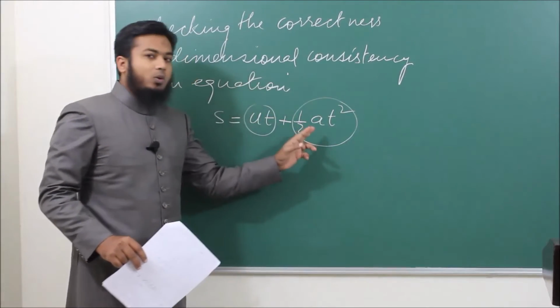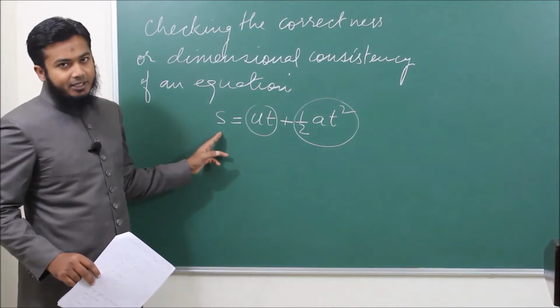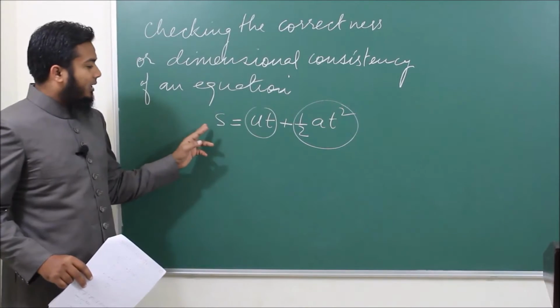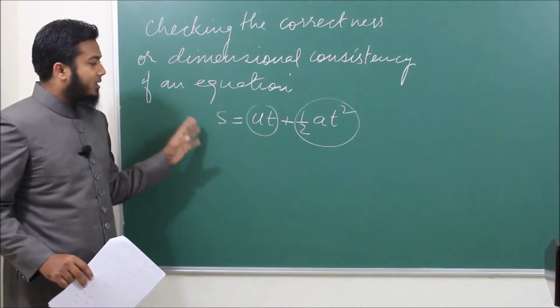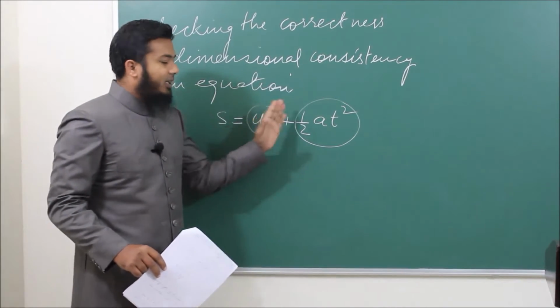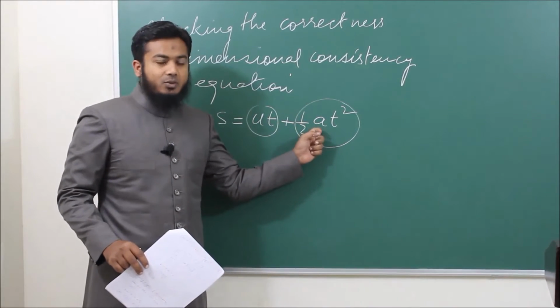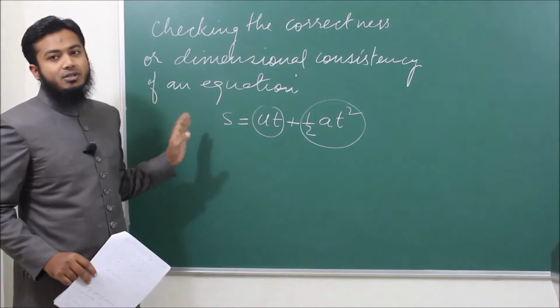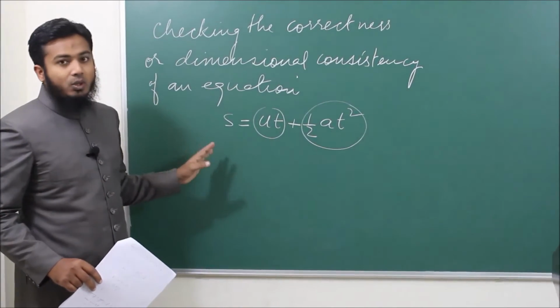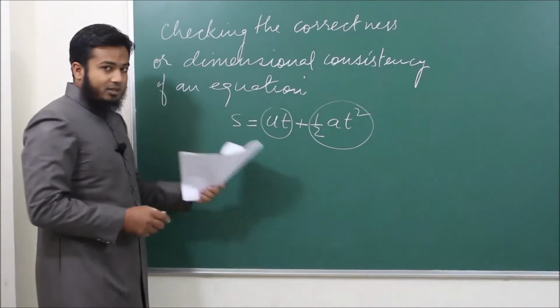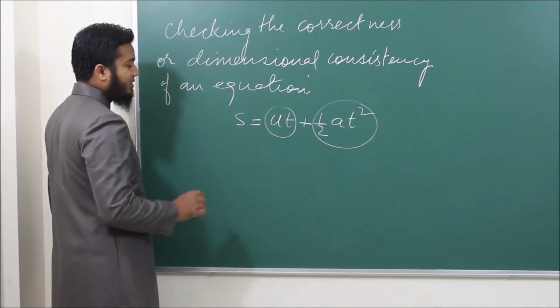And we are comparing both with S. So S must also be the same, that means the dimension of S must be the same as that of ut and half at square. The dimensions of S, of ut and of half at square, all these dimensions must be the same. If it is not so, then the equation is dimensionally inconsistent. So let us check whether it is dimensionally consistent or not.